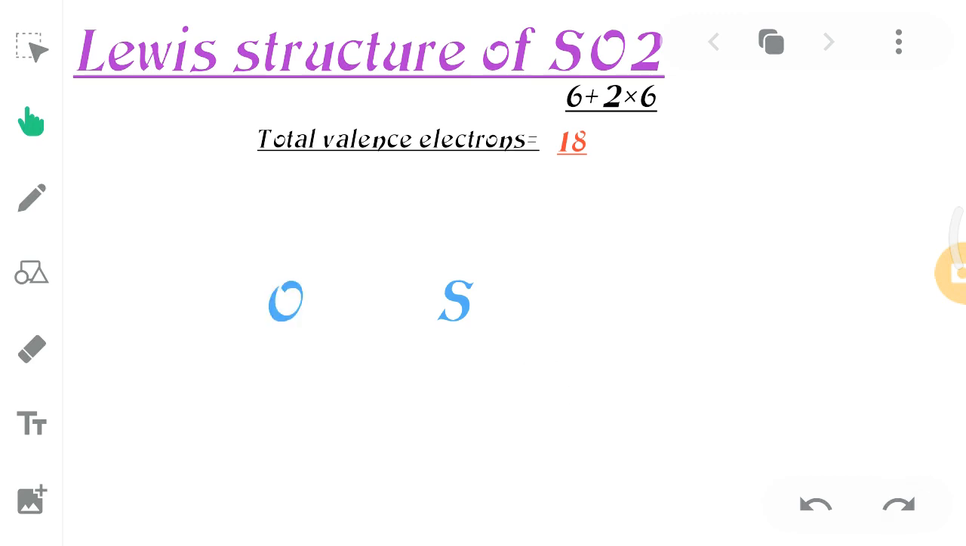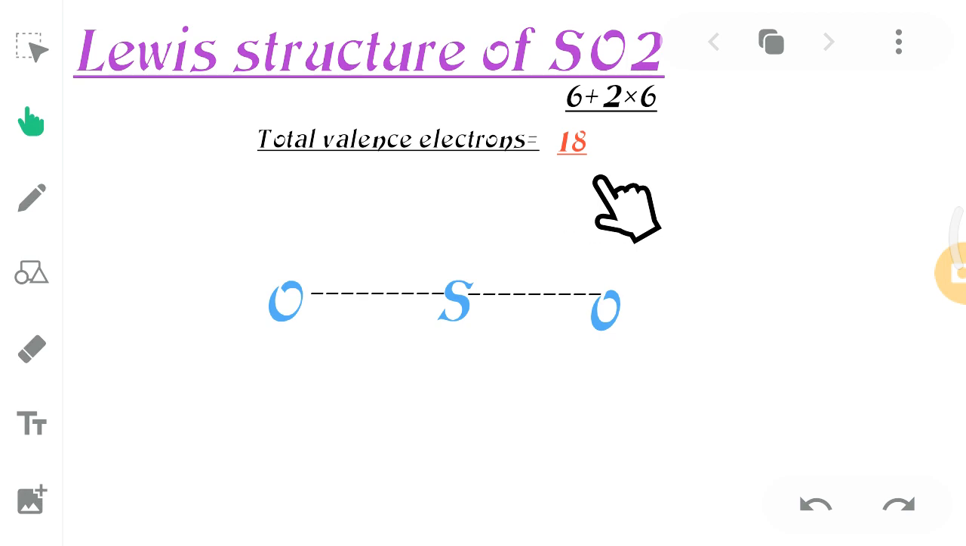So, there's my sulfur in the center. Here are my oxygens on the outer bits of my molecule. I like to connect them with bonds to start off. Those 2 bonds cost me 4 electrons. 1, 2, 3, 4 electrons already in my structure. I need 18 total. I like to fill my outer atoms next.